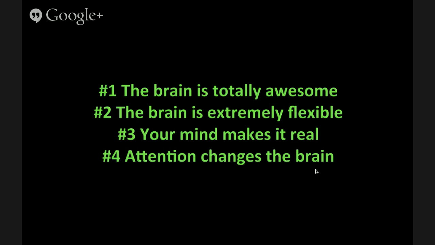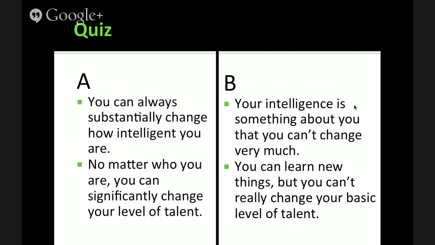In the chat, if you happen to be in the chat, please answer the following question. Here's a quiz. I'm sure you're excited to have a quiz on Sunday night, but tell me, do you think that A or B more closely captures your opinion? A, you can always substantially change how intelligent you are, and no matter who you are, you can significantly change your level of talent. Or B, your intelligence is something about you that you can't change very much, or you can learn new things, but you can't really change your basic level of talent. So in the chat, please say either A or B, and we'll take a look at that at the end.